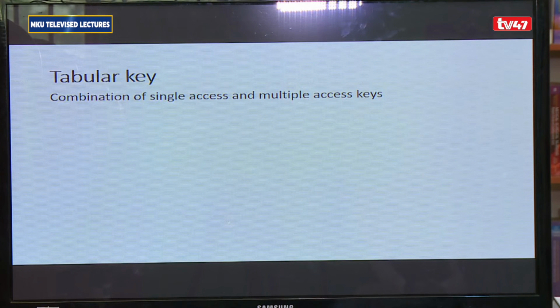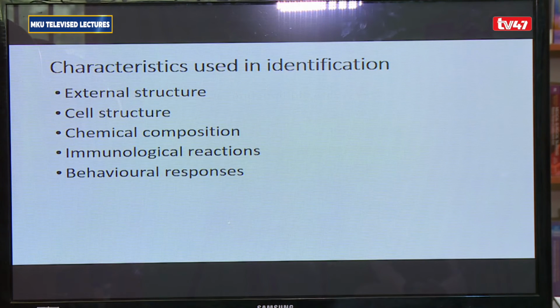As we talk about the characteristics used in identification, we can derive the characteristics used in identification from a variety of resources.